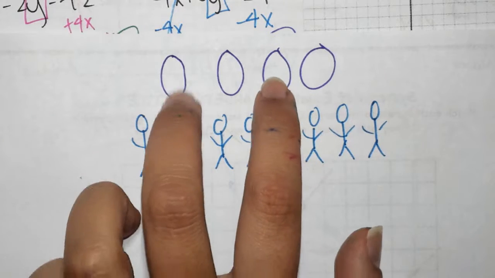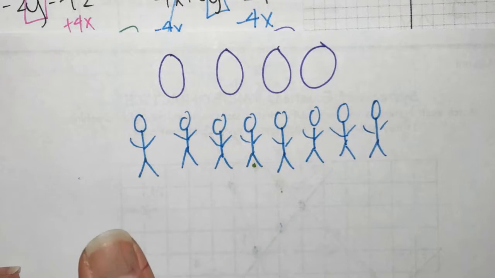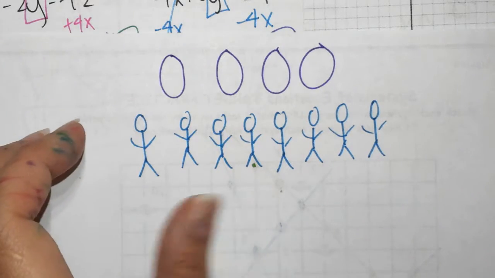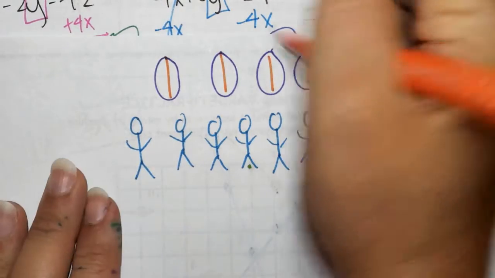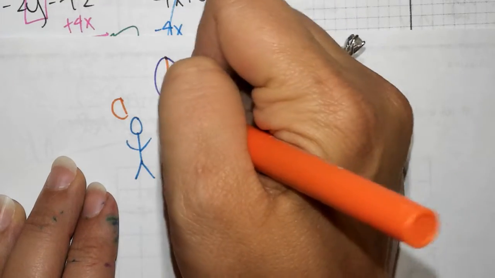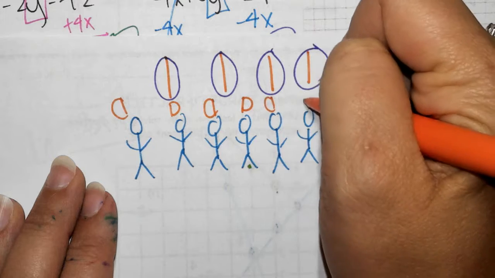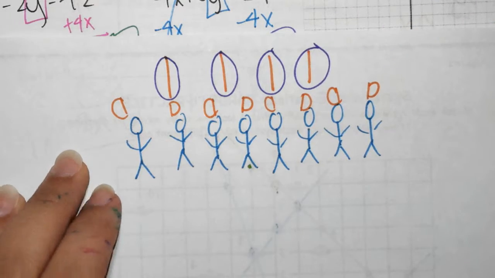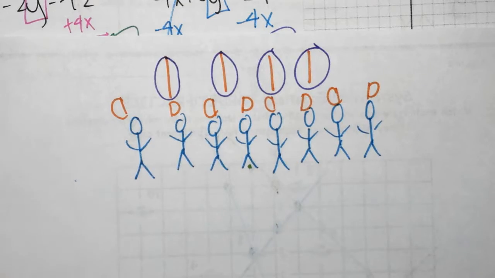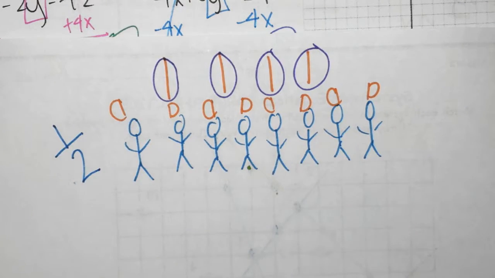Now, I got 4 pizzas and I got 8 people. How am I going to feed all these people? Oh, those are pizzas? I have to cut them in half. Yes. So I cut. That means this person has a half, this person has a half, and so on down the line. So each person has what? 1/2. So 4/8 is the same as 1/2.